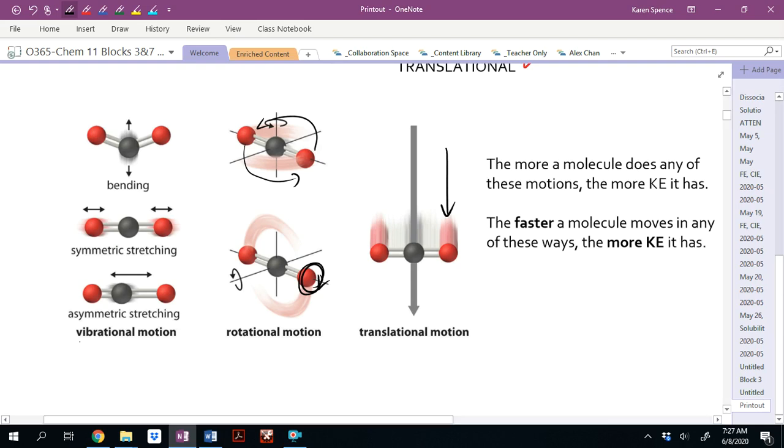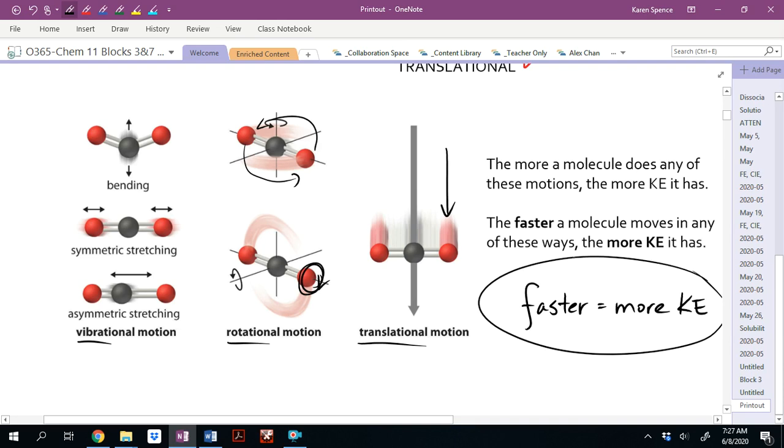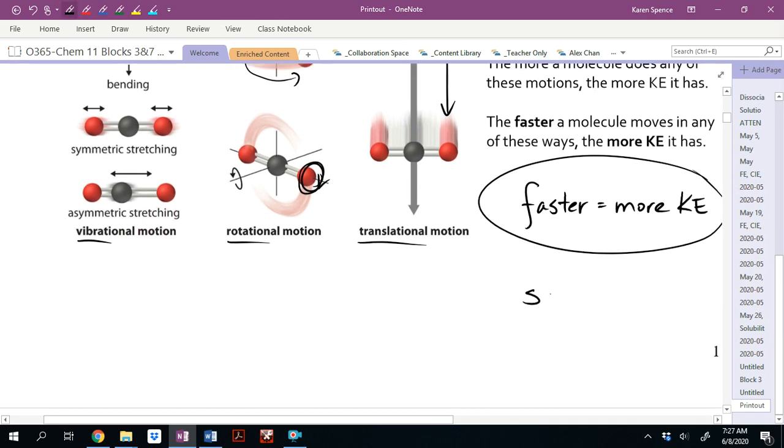So the more a molecule is either vibrating or rotating or moving in space, the more kinetic energy it has, and the faster it moves in any of these ways, also the more kinetic energy it has. So if something is moving faster, it has more kinetic energy. Okay, so that's really the key takeaway from this: if it's moving slower, it has less kinetic energy, and if it's moving faster, it has more kinetic energy.